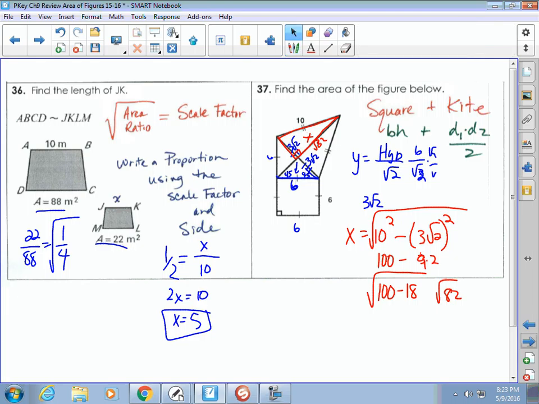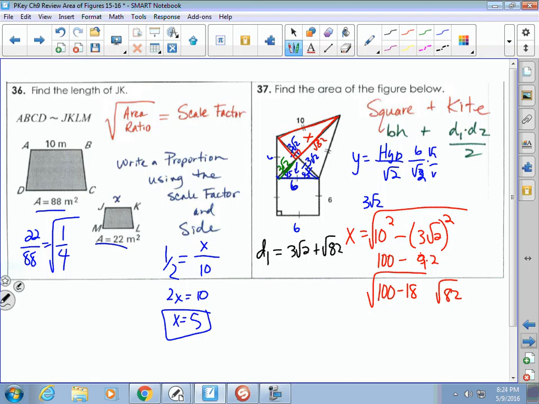So this side right here is the square root of 82. This other remaining diagonal over here is the same as this one, so that's 3 square root of 2. Alright, so the diagonals that we use for a kite is the whole diagonal. So if I'm talking about the whole long diagonal, diagonal 1, that's the 3 square root of 2 plus the square root of 82. You cannot add those together, they're not like terms. If I do the short diagonal, that's 3 square root of 2 plus 3 square root of 2. I can add these because they both have the same radicand. So this ends up being 6 square root of 2. Okay? That's for the diagonal 2.